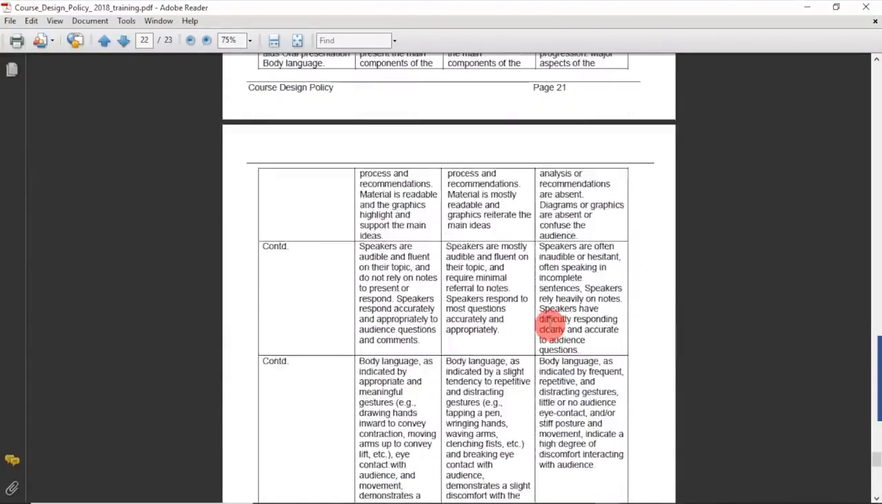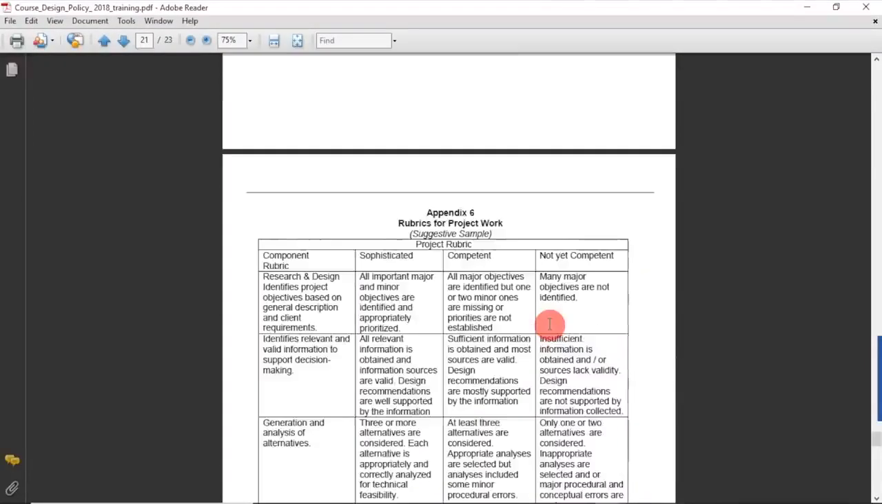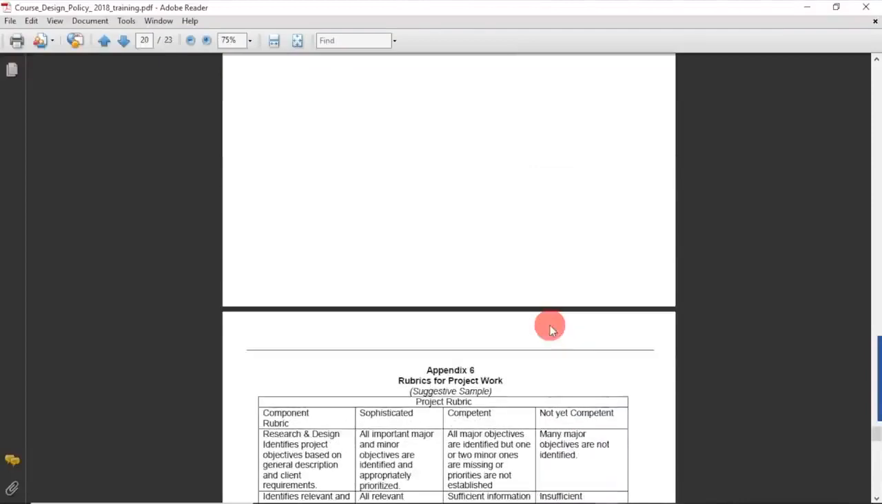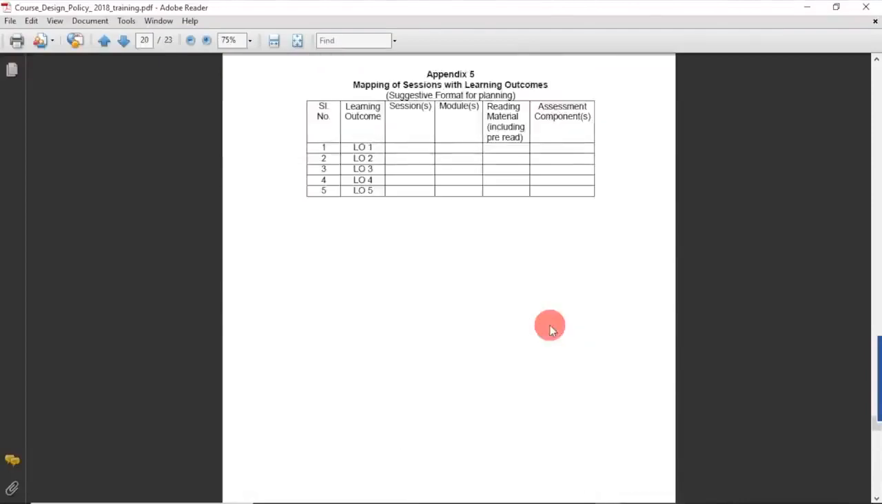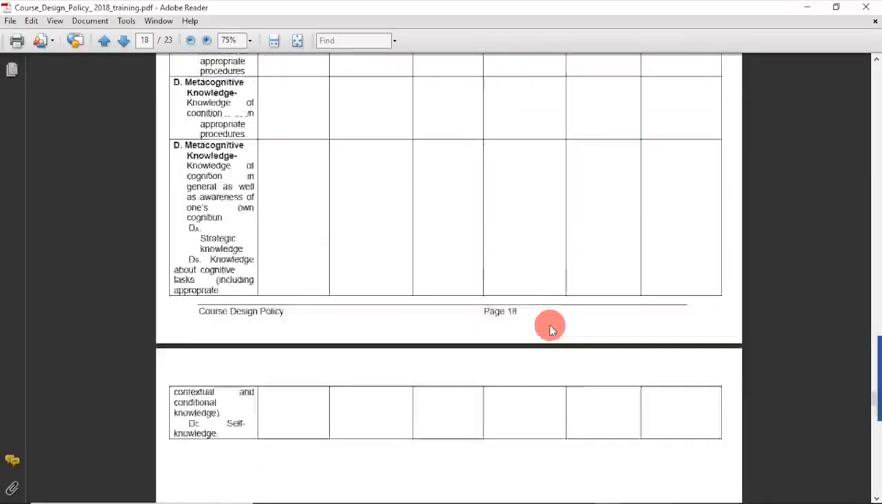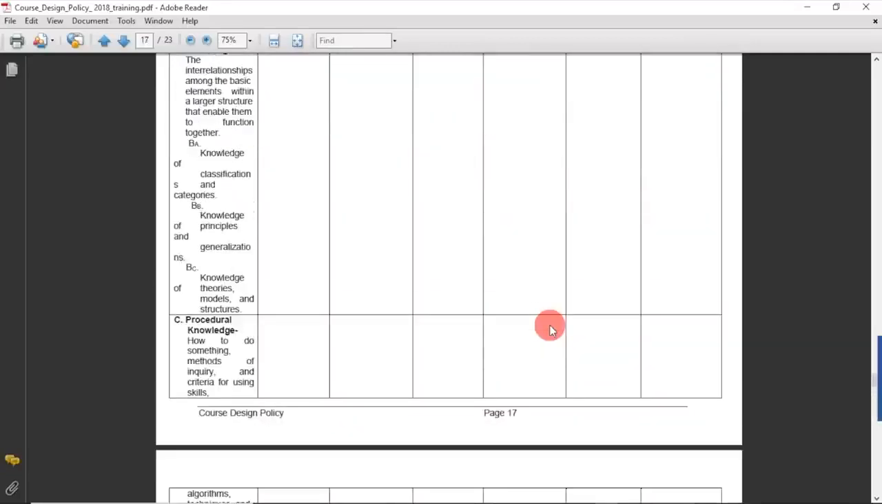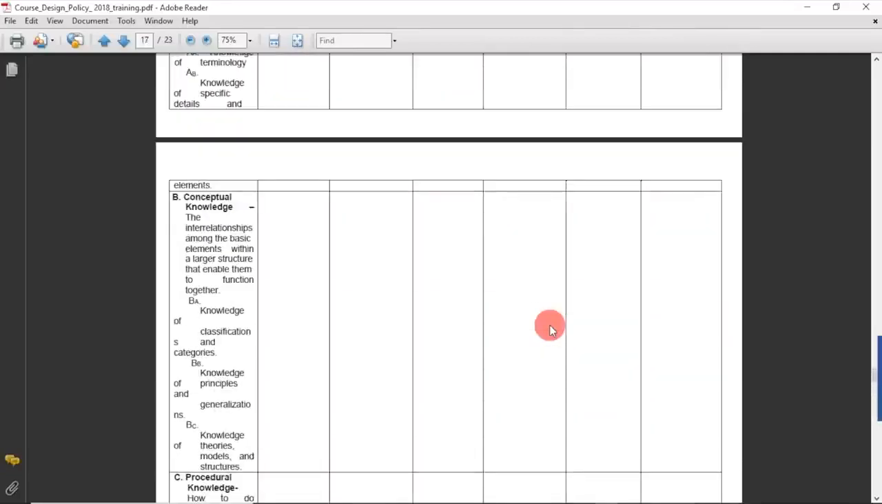So this is one document which I would strongly recommend that each teacher and each participant of this training program should thoroughly go through and should also keep. And whenever you are planning to design a course curriculum, first develop this type of a document.